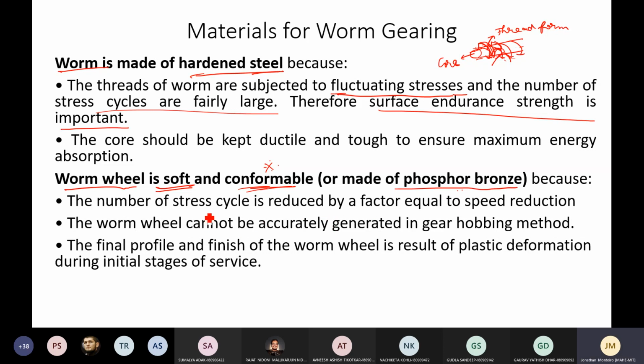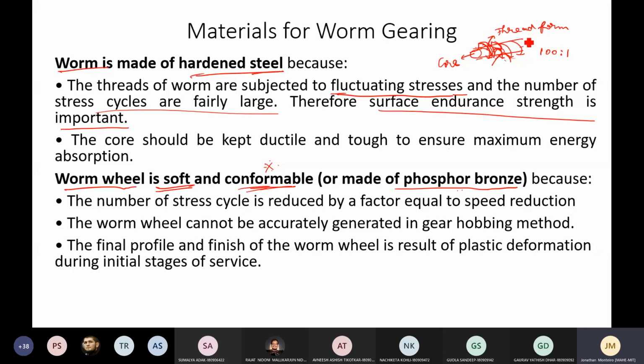We'll see the reasons. The number of stress cycles is reduced by a factor equal to speed reduction. When you compare the number of stress cycles or fluctuating stresses, the worm wheel is subjected to a very small factor, by a factor equal to speed reduction. If you say, for example, 100:1, speed reduction means when the worm is rotating at, say, 100 rpm, then the fluctuating stresses on it for one given duration of time is 100.